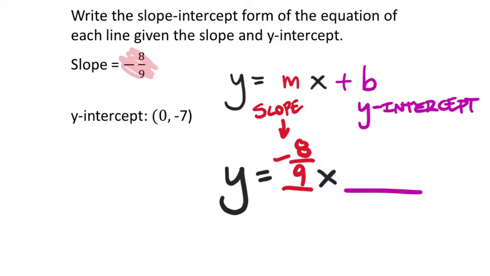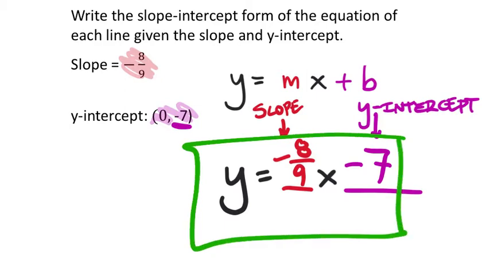But then they also gave us the y-intercept, and that's important information for us too, because the y-intercept is the plus b part of the formula. So I just replace the y-intercept. Now it's not the whole ordered pair that goes in, it's just the y value. That shows as negative 7. Now I showed it as negative 7 right here, even though in the problem itself it would read minus 7. So this right here, y equals negative 8/9 x minus 7, is the slope-intercept form of the equation of the line that has slope of negative 8/9 and y-intercept of (0, -7).